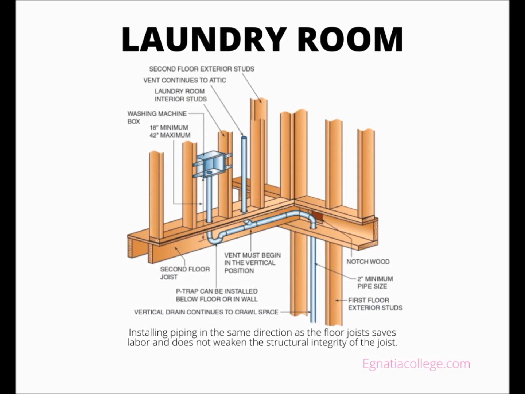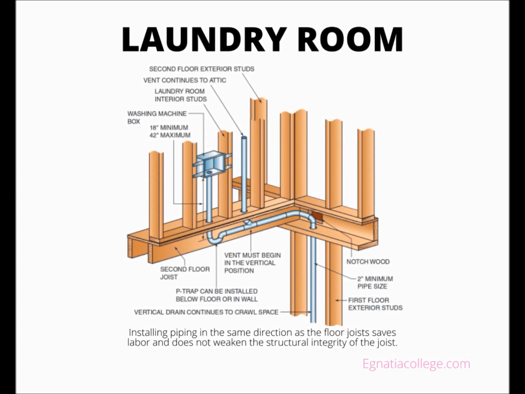Your code may dictate the minimum and maximum vertical distances of the standpipe from a washing machine box to the inlet of a P-trap. Most codes state the minimum distance as 18 inches and the maximum as 42 inches. The actual installation of the P-trap is determined by codes, company preference, and specific job conditions. Some codes do not allow a P-trap serving a washing machine to be installed below the floor level. Also, many codes require the piping to be increased to 3 inches even though the P-trap can remain 2 inches, which emphasizes the importance of knowing your local codes.